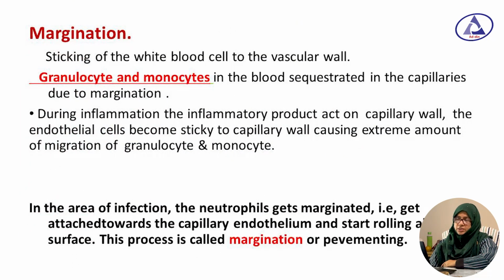Now let us discuss margination. Sticking of the WBC to the vascular wall is called margination. Here granulocytes and monocytes in the blood are usually sequestrated to the capillary due to margination. During inflammation, the inflammatory products act on the capillary wall, and the endothelial cells become sticky, causing an extreme amount of margination of granulocytes and monocytes.